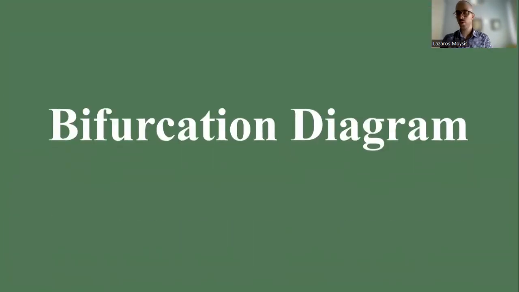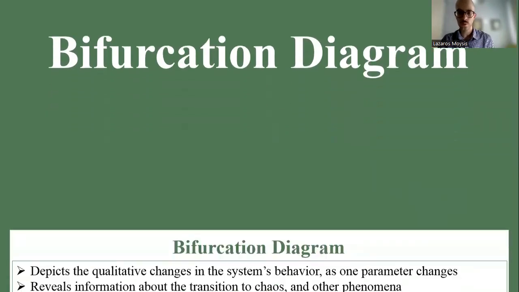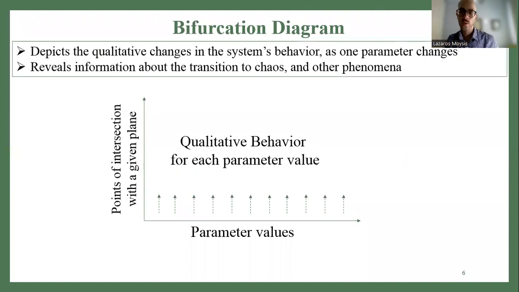So regarding the bifurcation diagram, I'm going to post a link to the original video in the description. Now, the bifurcation diagram is a diagram that depicts the qualitative changes in a system's behavior as we change a single parameter. The whole point is to reveal information about whether the system behaves chaotically or not, for what values it behaves chaotically, and how we have this transition to and from chaos.